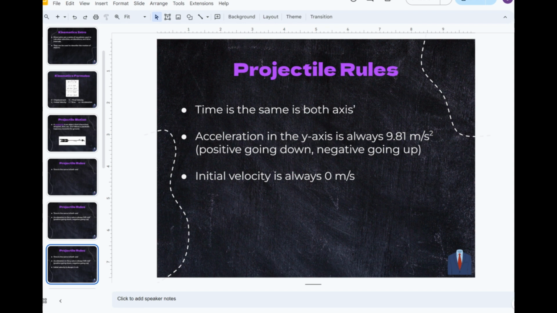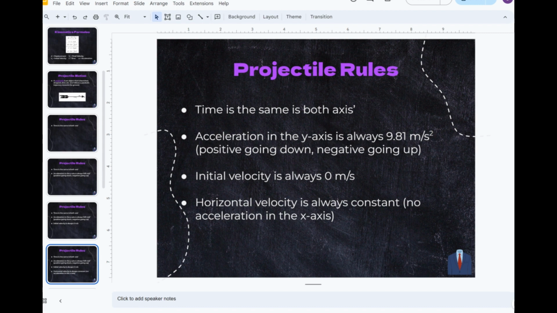Now this only applies to the y-axis, as the horizontal axis, the x-axis, has its own set of velocity. The horizontal velocity is always constant, and so there is no acceleration in the x-axis. Using these rules, let's try and solve some of these problems.